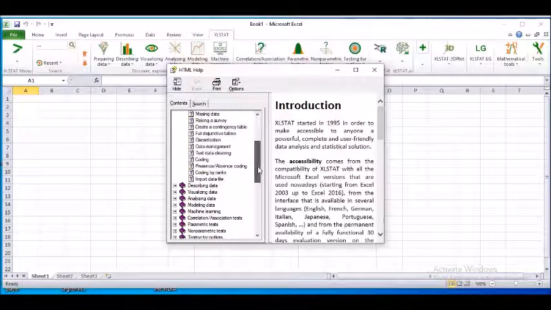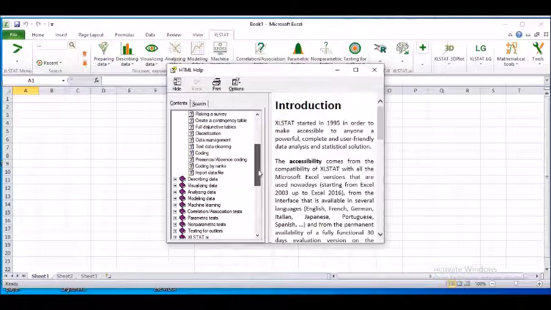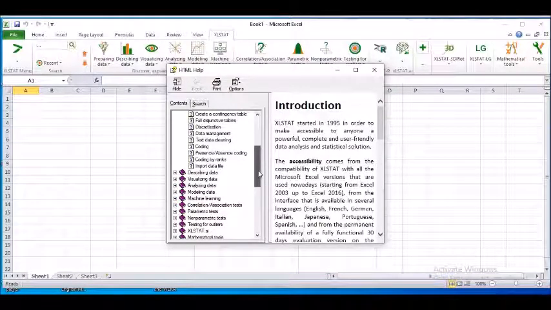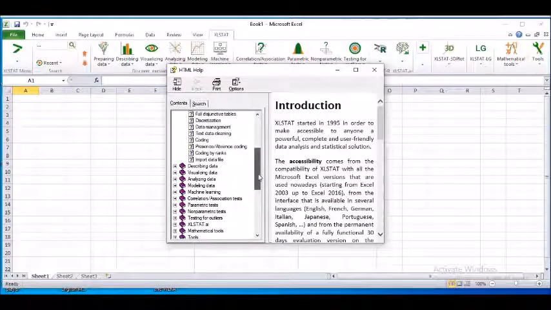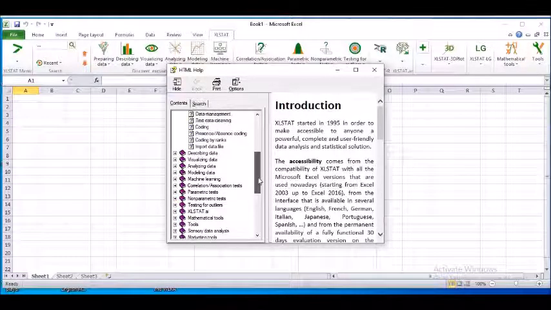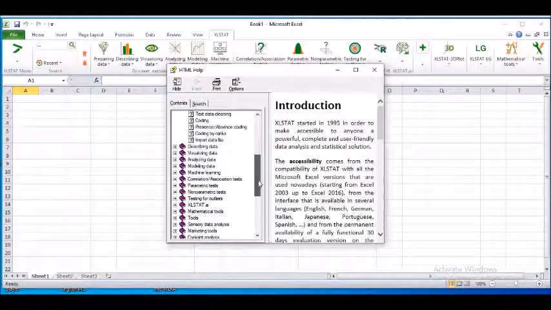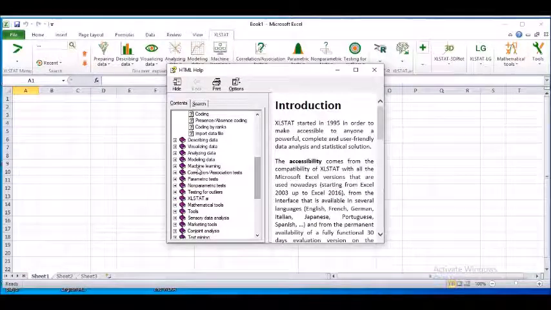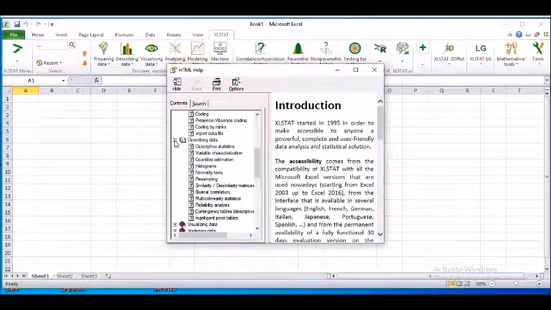Now if I want, I can go ahead and see more details about it. For example, in preparing the data, if I click on the plus sign, the tree opens up, and you can see what all topics are there. Under preparing data, I have data sampling, distribution sampling, then variables transformation, missing data, and ranking a survey. Then we have create a contingency table, full disjunctive tables, discretization, data management, text data cleaning, coding, presence or absence coding, then coding by ranks, and import data file.